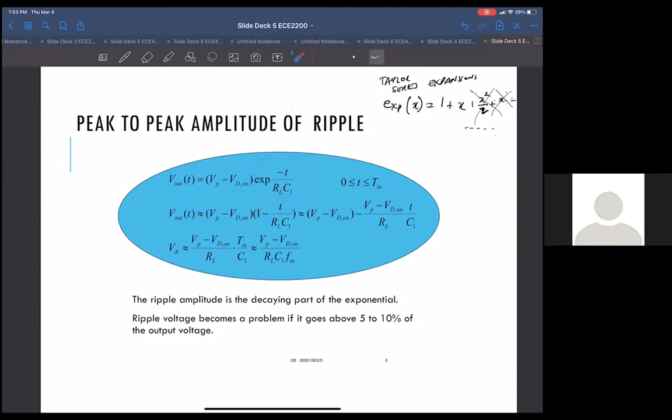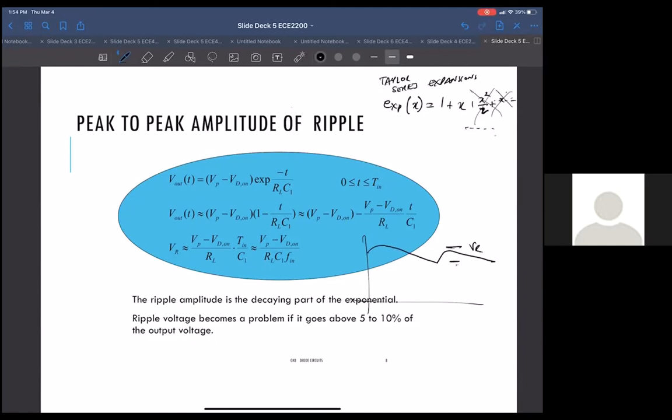The upshot is this equation, which is really the only one you have to think about after lots of approximations. Basically what it says is that this is the voltage you start with. It says the ripple voltage, so this is just this ripple.